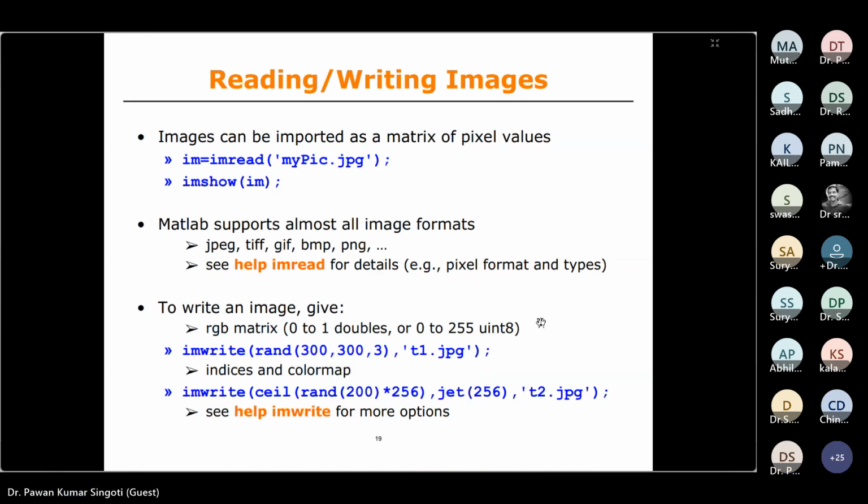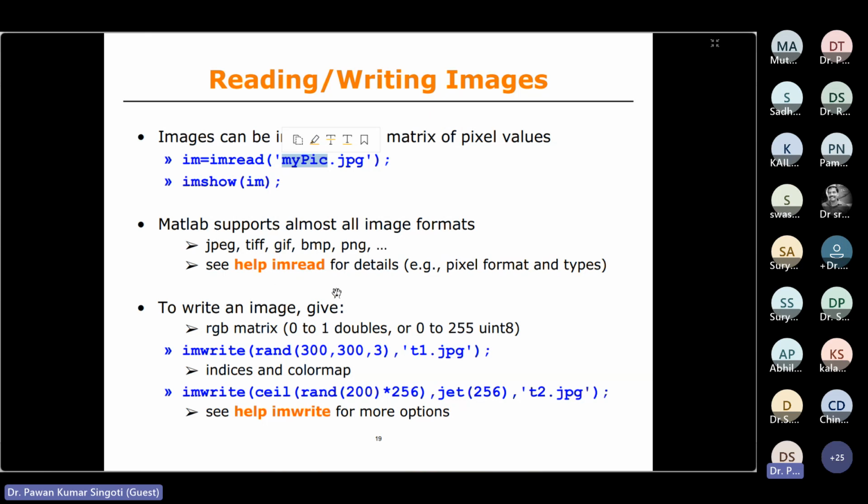Okay, and images can also be read by MATLAB, not only plots. For that you just write the command imread and the name of the picture, which is available in JPG format. Many formats are available with MATLAB. It is just an example of this JPG image. It will show you imshow(im). MATLAB supports almost all formats, as I told you: JPG, TIFF, GIF, BMP, PNG.